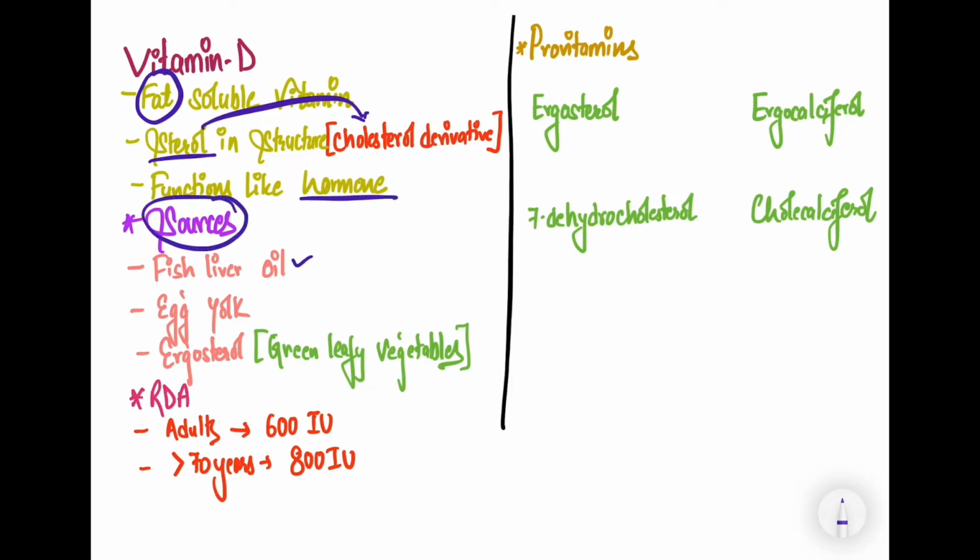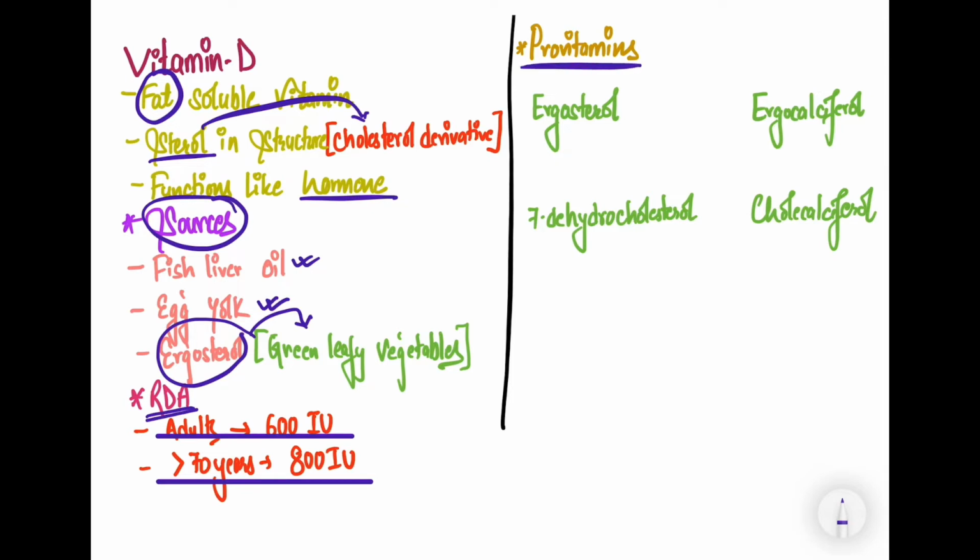The sources are fish liver oil, egg yolk, and ergosterol, which is derived from green leafy vegetables. The RDA, which is recommended dietary allowance, for adults is 600 IU, and for adults more than 70 years it is 800 IU, that is international units. Vitamin D has provitamins, which are ergosterol and 7-dehydrocholesterol.